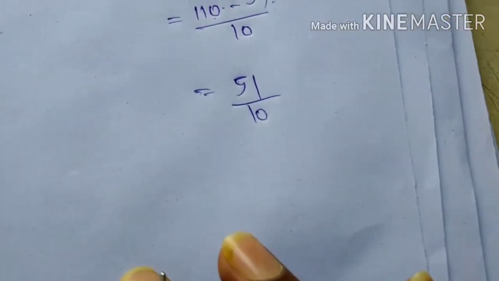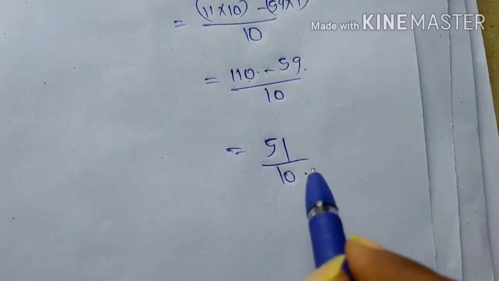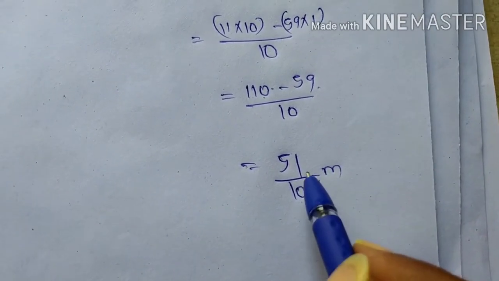See here, is it an improper fraction or not? So can I write, you know that this is the length of the rope or not? That means you can write here 51 by 10 meters.